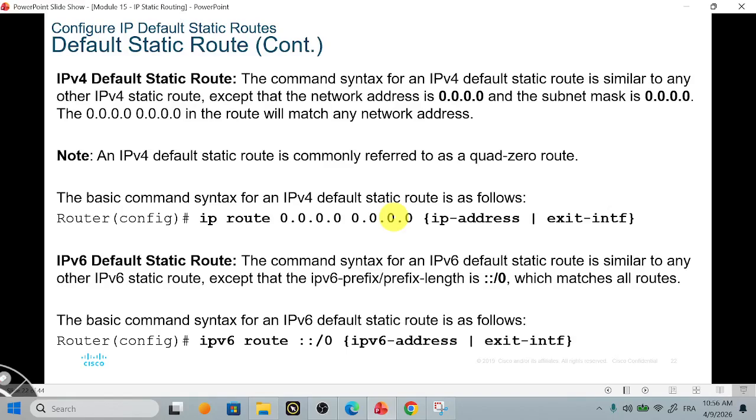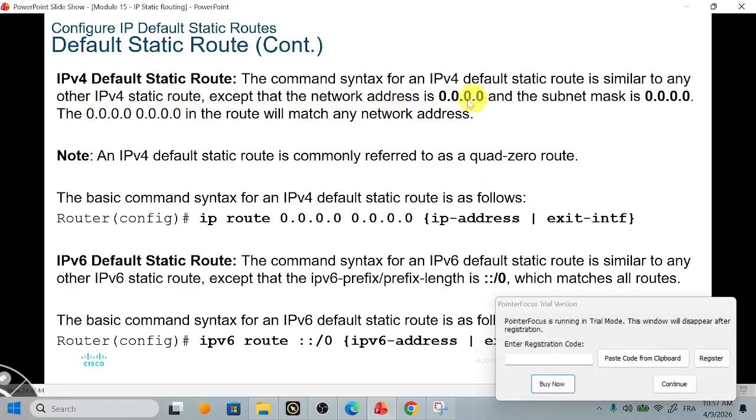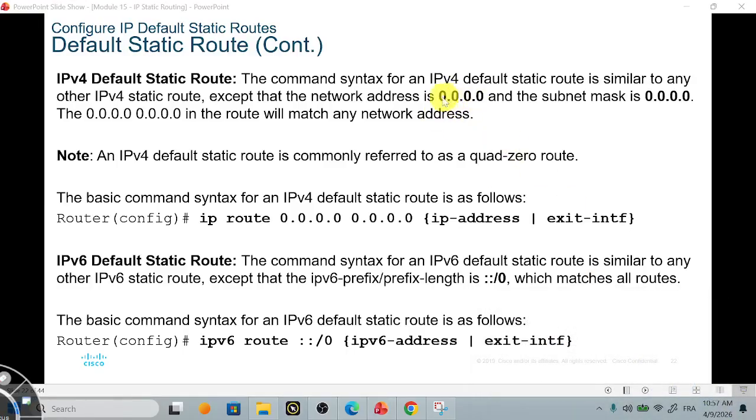Easy enough. It's the same as before, with a simple difference. The common static route syntax for IP version 4 for a default static route is similar to any other static route configuration, except that the network address is four zeros. You don't add anything else. So the destination network is 0.0.0.0, and the subnet mask is also 0.0.0.0.